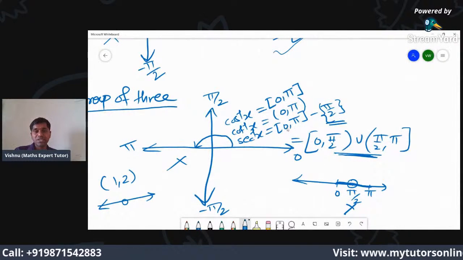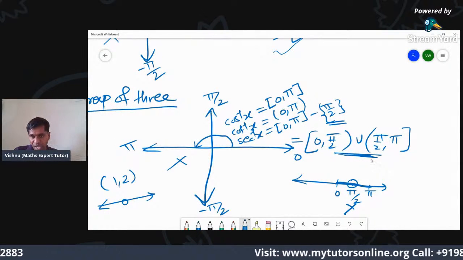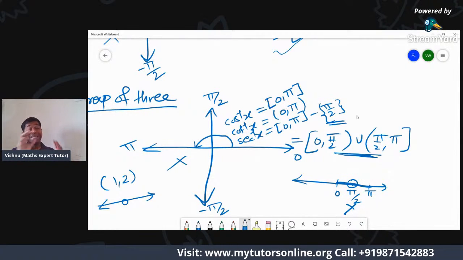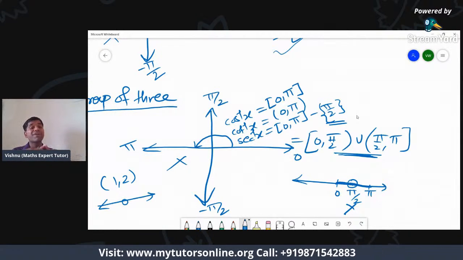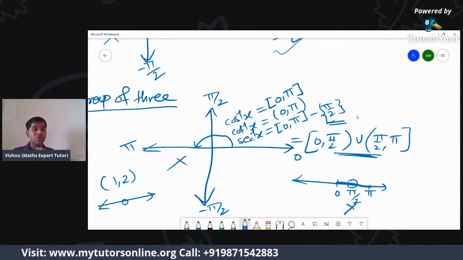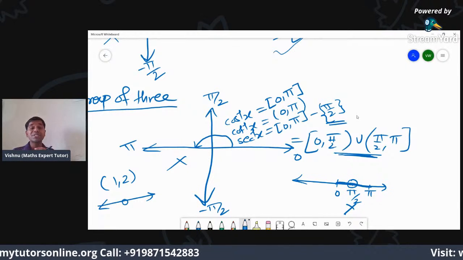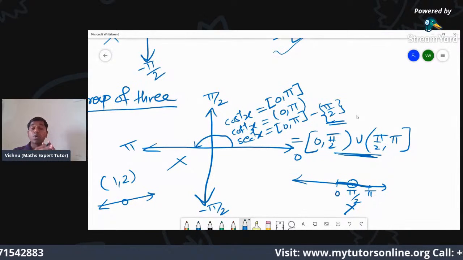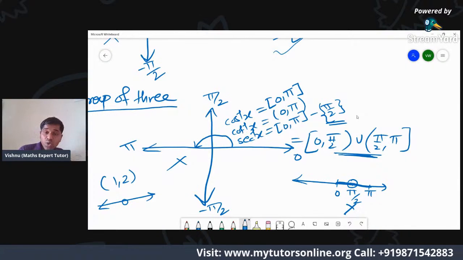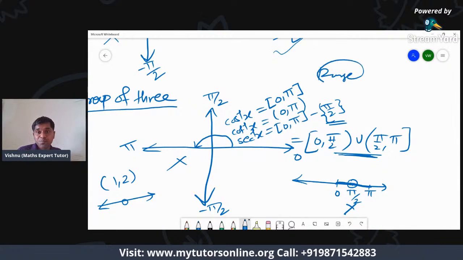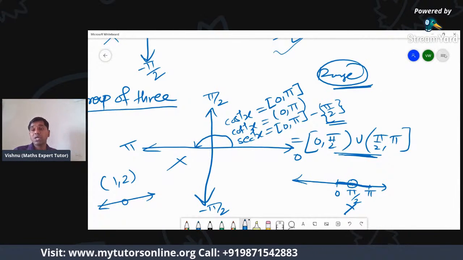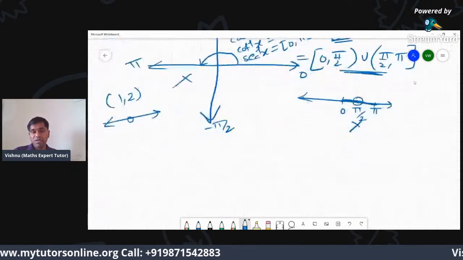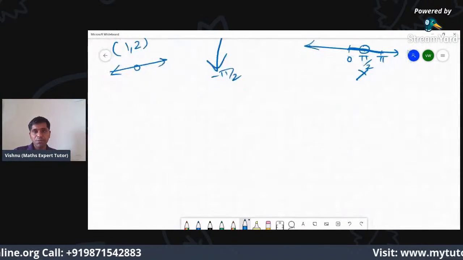So sec inverse 0 to pi, not defined at pi by 2. So we have excluded it. Cot is not defined at 0 and cot is not defined at pi. So we have an open interval for that. Cos inverse x is defined at all points including 0 and pi. So closed interval 0 to pi. Hope there is no confusion between range for the inverse trigonometric functions. I will also revise it again.